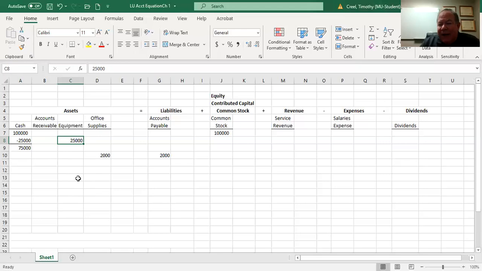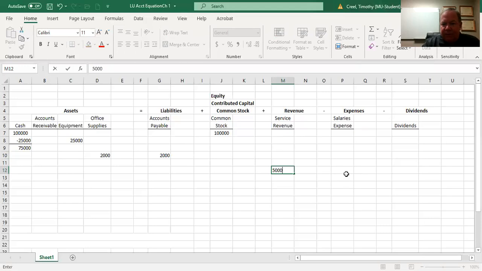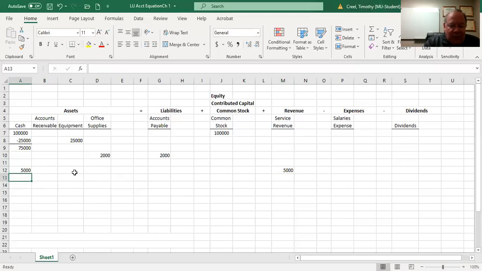Now, let's actually earn a little bit of revenue. Let's look at a transaction where we're actually doing something that we normally do as a business. So let's say that we perform a service for $5,000, and let's say that we get paid cash. So we would come over here, we're paid cash. We would then now have $80,000 in cash. We had 75, we added 5, so now we've got 80.